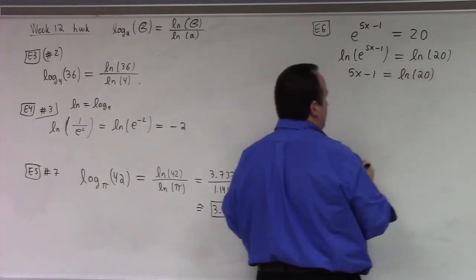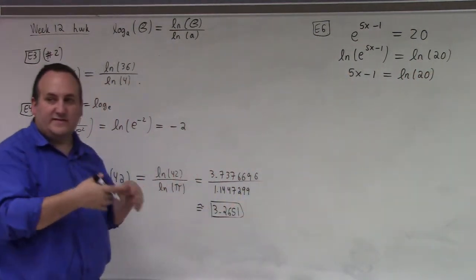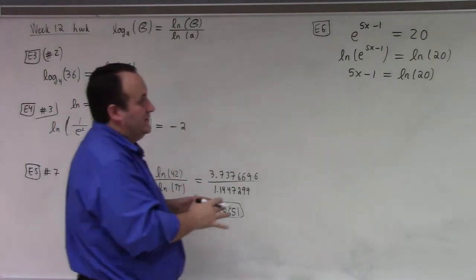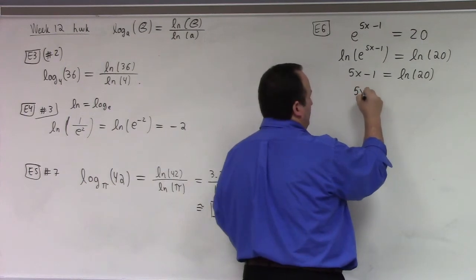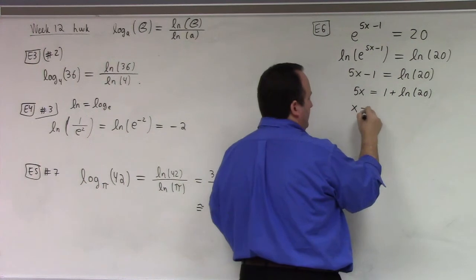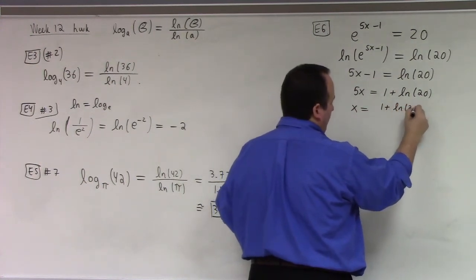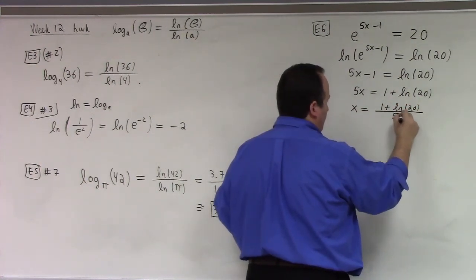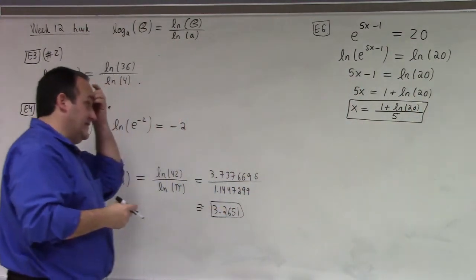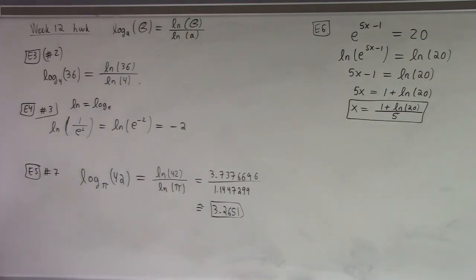Now the natural log of 20, it is what it is, right? It's some number. It's not terribly important what that is exactly. We can just leave it like that. And so this gives us 5x equals 1 plus the natural log of 20, which gives us x equals 1 plus the natural log of 20, divided by 5. That's a perfectly good answer if this was a question on the test. I might want that as the answer.